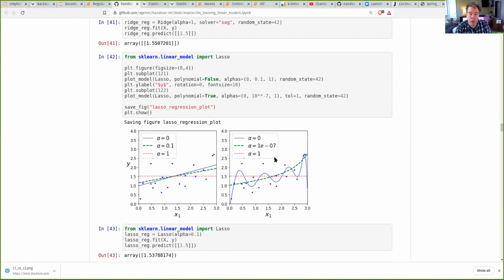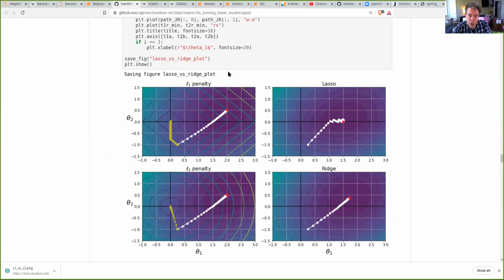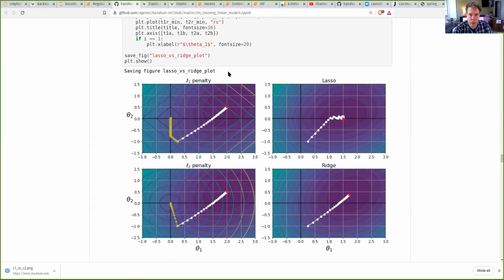He's talking about early stopping. We need to talk about early stopping. We might have to do two lessons on this. So I want to look at these plots. It took me a long time to actually understand the meaning of these. They're not explained very well in the book.